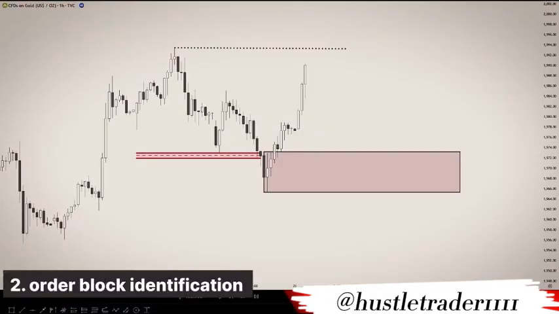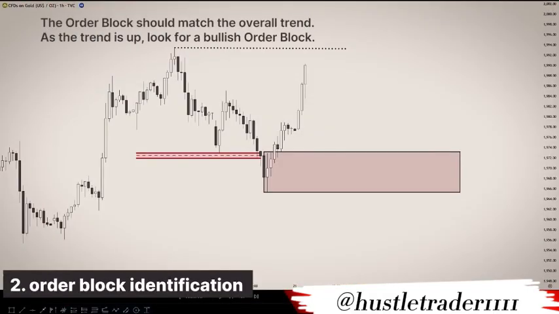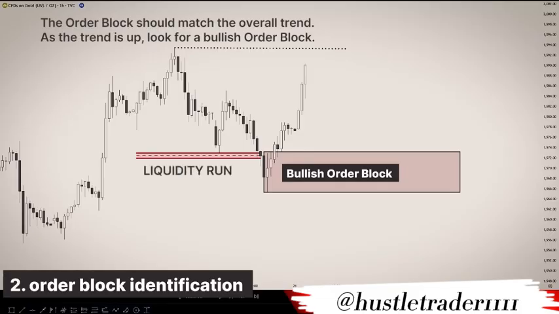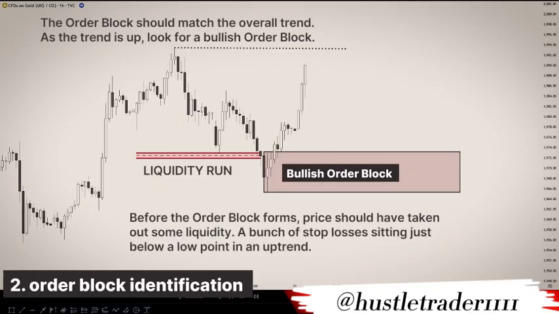Now that you know which way the market is moving, it's time to find a good spot to enter your trade. The order block should match the overall trend. As the trend is up, look for a bullish order block. Before the order block forms, price should have taken out some liquidity. A bunch of stop losses, sitting just below a low point in an uptrend. If price dips down and triggers the stops before shooting back up, that's a liquidity run.